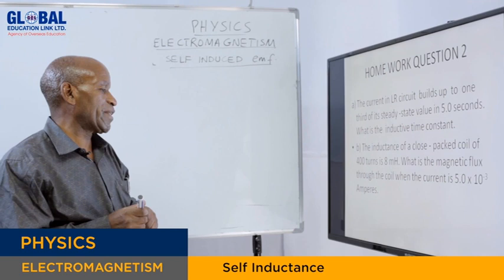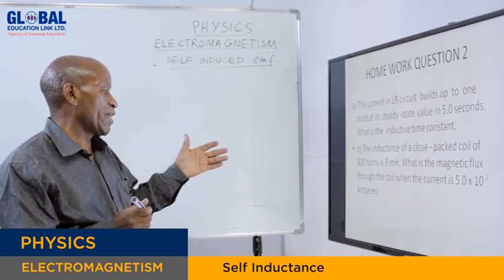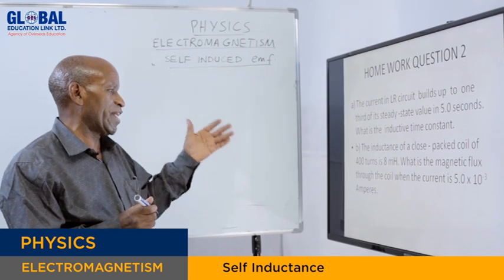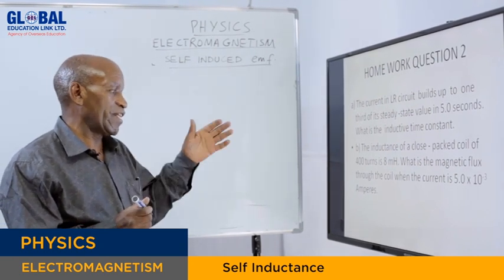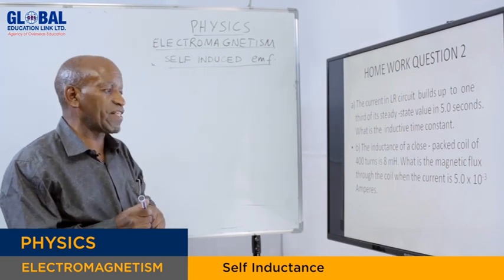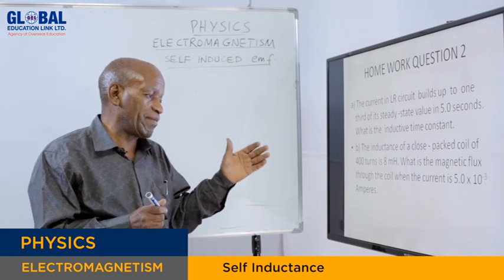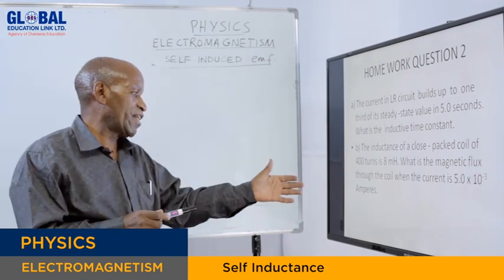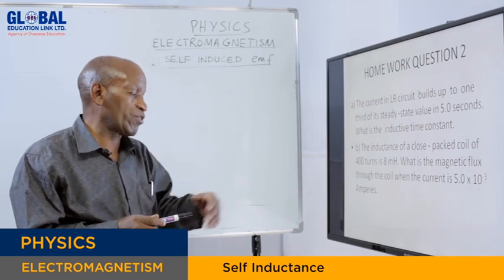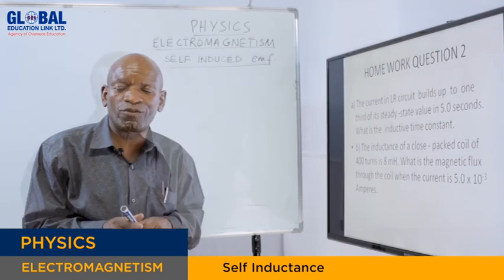So the second part as well, we are given the inductance of a close-packed coil of 400 turns is 8 millihenries. This is just like an inductor. Now we are being asked to determine the magnetic flux through that particular coil when the current flowing through it is 5 times 10 to the power negative 3 amperes. You can refer to those formulas.